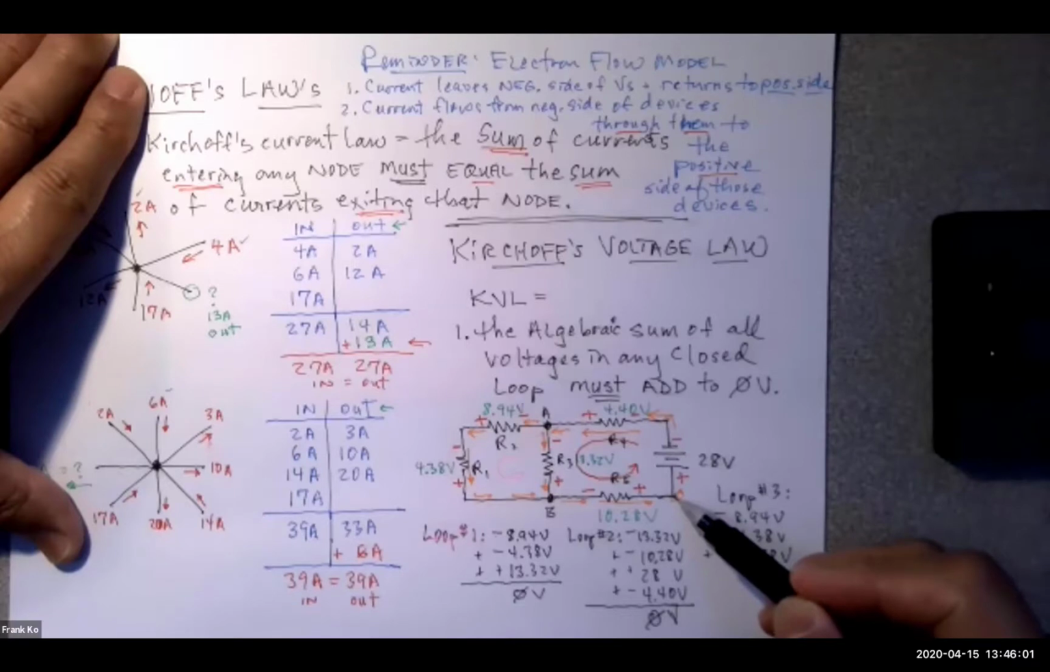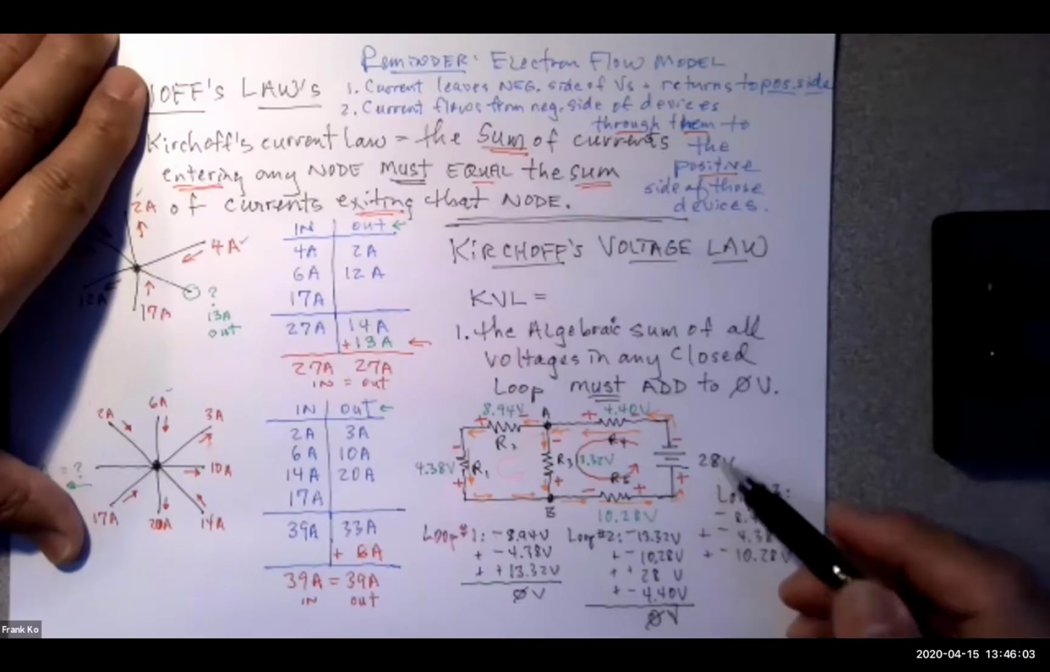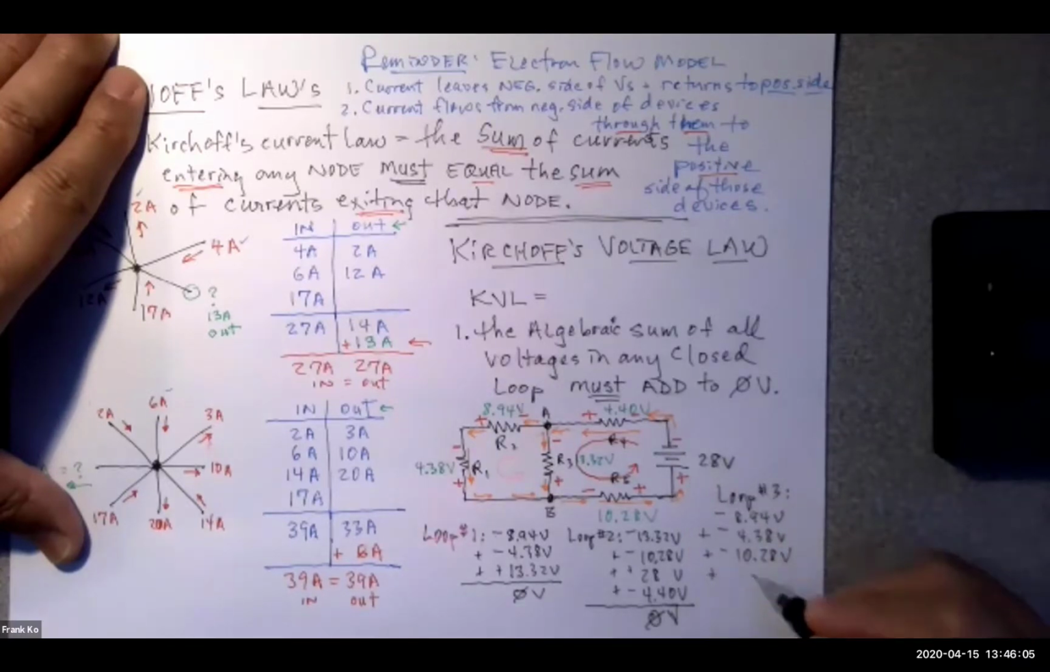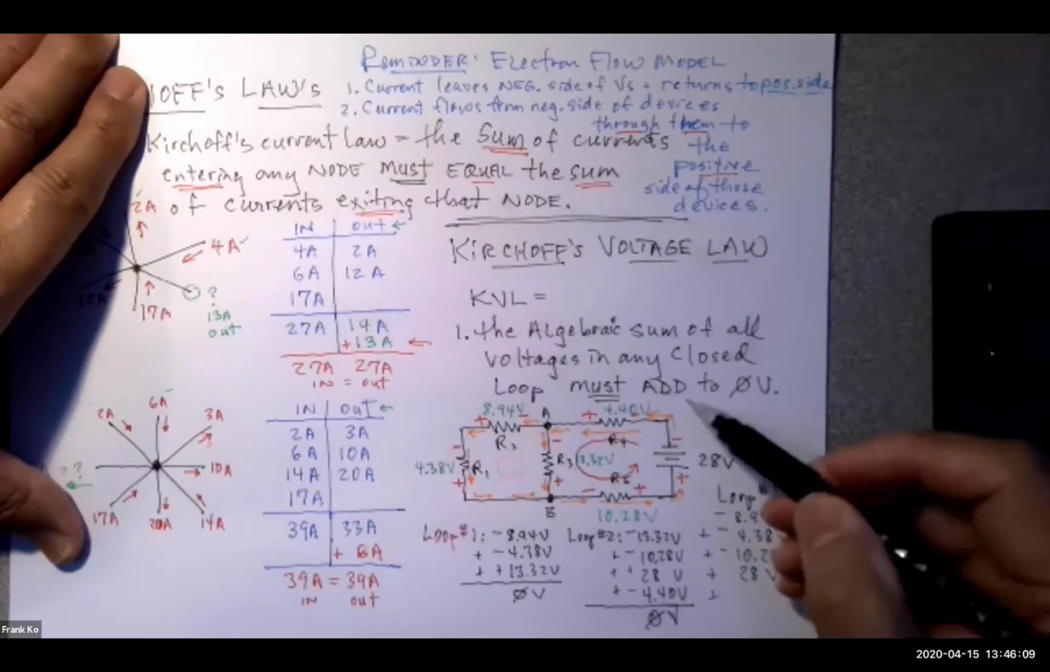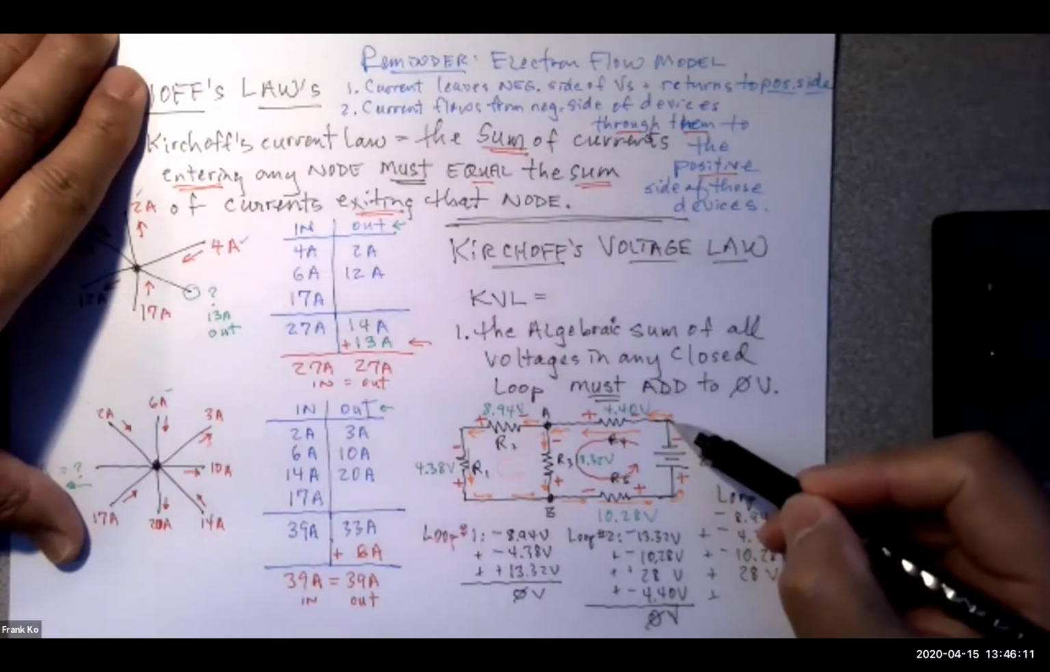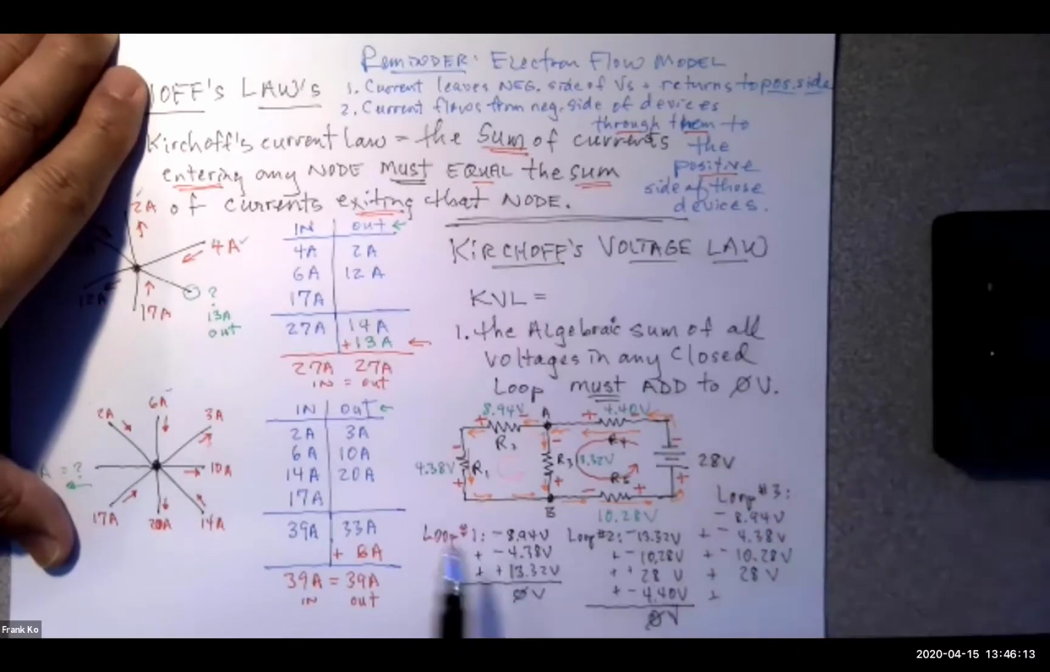At this lower right-hand corner, I encounter a positive 28 volt source. So I'm going to add 28 volts. And then I'm at this corner, one more resistor to go. And with one more resistor to go, I have a negative 4.40. So I'm going to add this to a negative 4.40 volts. And now I'm back at point A.